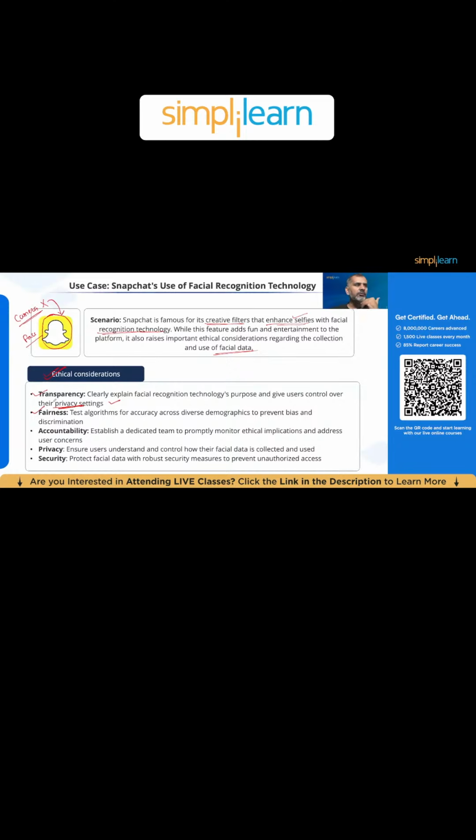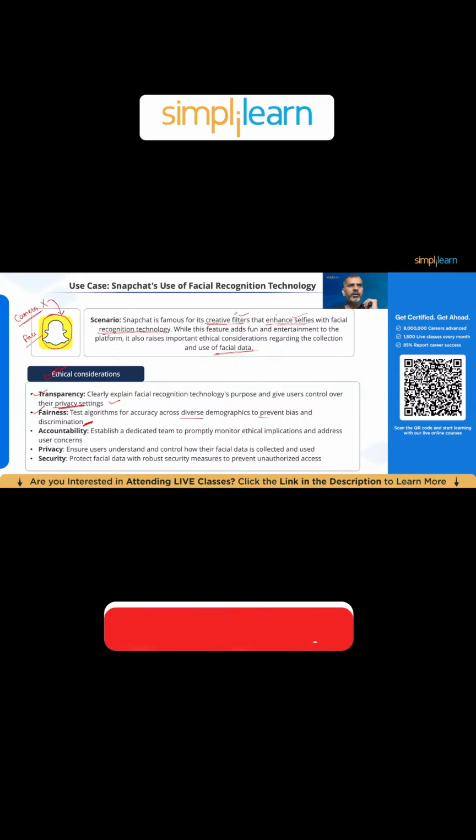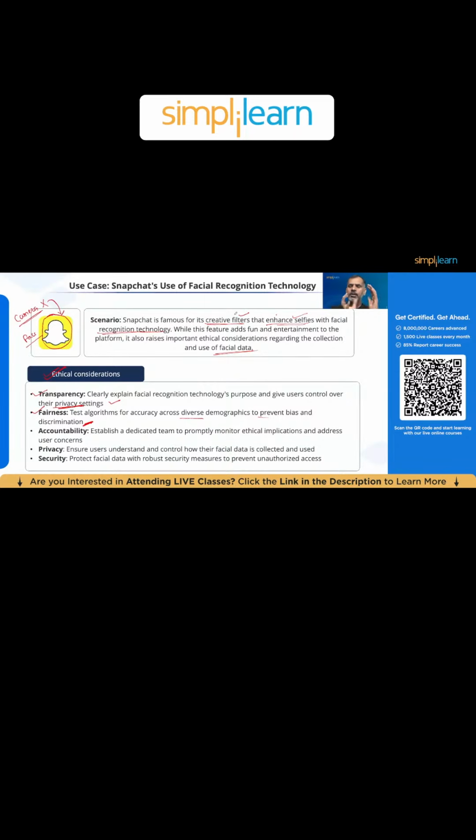So when you talk about fairness, it tests algorithms for accuracy across diverse demographics to prevent bias and discrimination. So it's not that if you are adding some selfie enhancements or creative filters on faces, it is only working for some specific faces, maybe some fair faces, and it fails on some black faces. It's not like that.